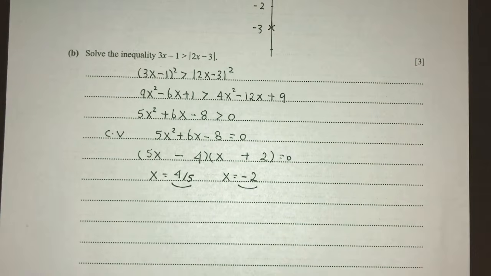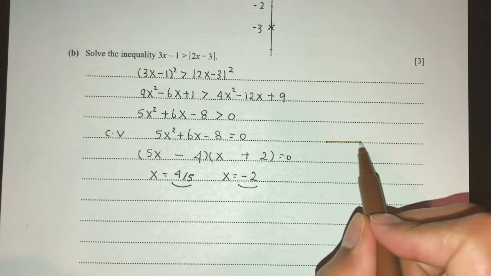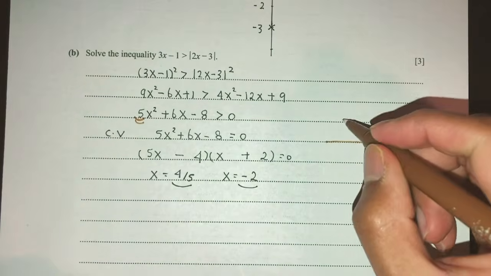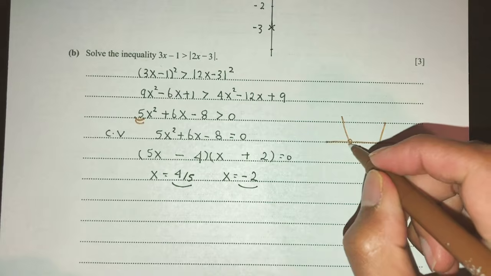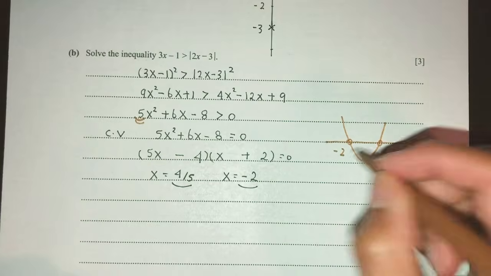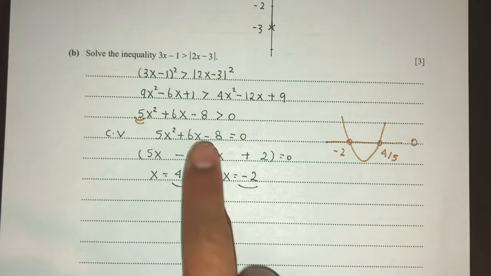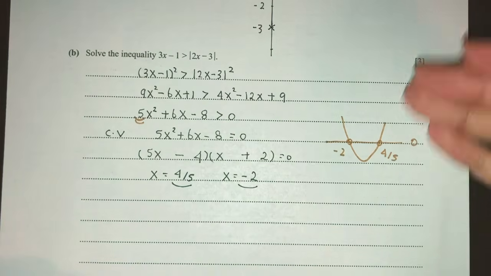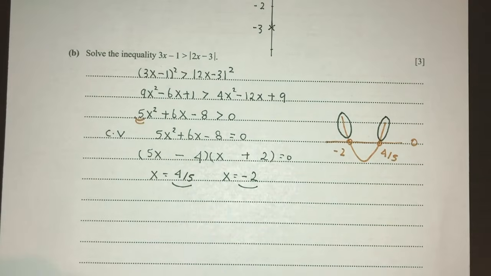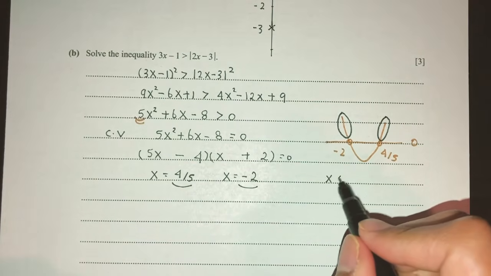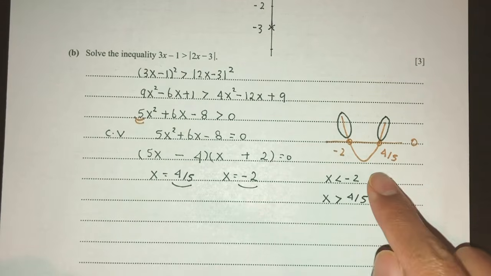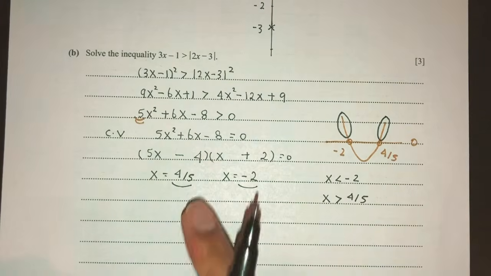So now to find the values, we have to draw a graph. So this is your line of 0. And since this is positive here, it will look like a minimum curve. These are your two critical values. This is 4 over 5. This is minus 2. So the question asks us for the value above the line. So above 0 will be for this one and this one, right? So that is only possible when the values of x is less than minus 2 and the values are more than 4 over 5.